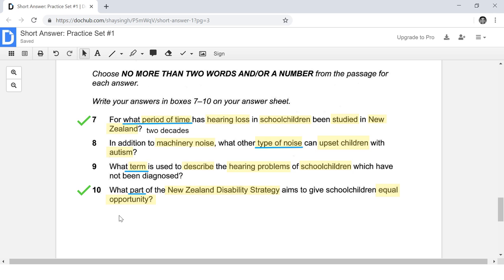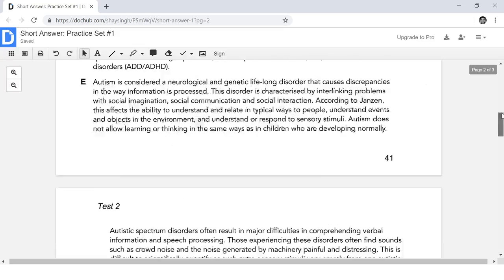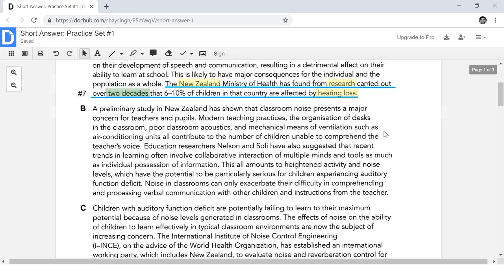So here, I'm looking for a certain part of the New Zealand disability strategy and something about equal opportunity, but mainly I'm looking for this keyword, New Zealand disability strategy. Let's see if we can find that. Okay, something about New Zealand, but nothing about disability strategy here.